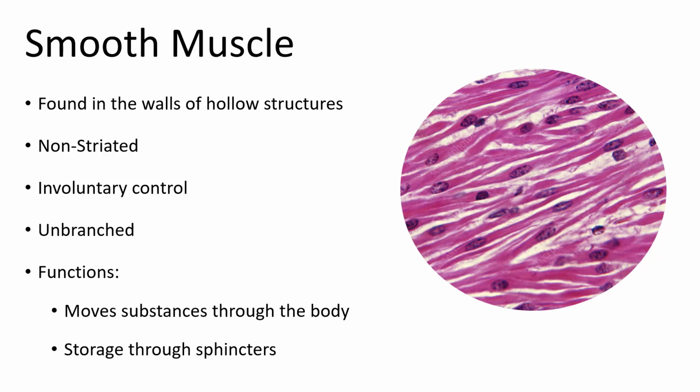Smooth muscle is found in the linings of hollow structures. This includes blood vessels, airways, and several internal organs such as the stomach and the intestines. Under the microscope, smooth muscle does not have any striations. Instead, it has a smooth appearance, which is where it gets its name.